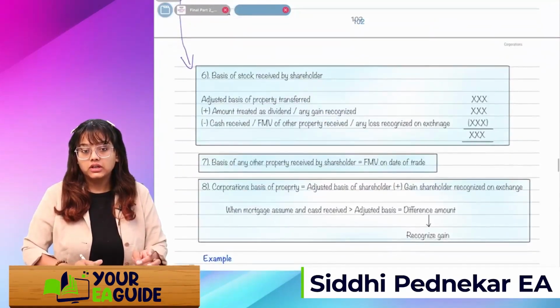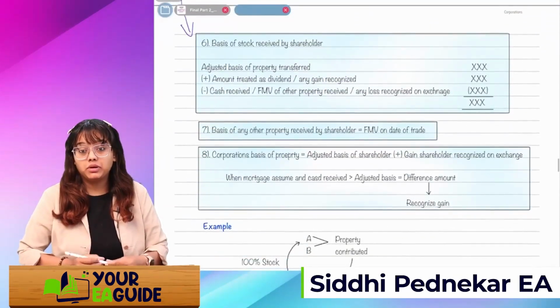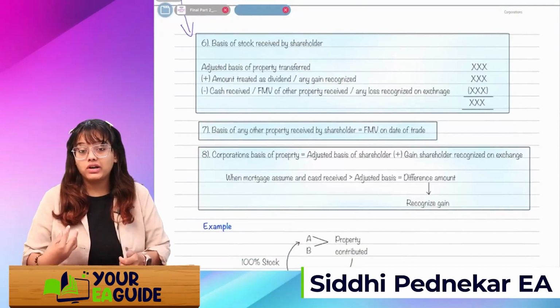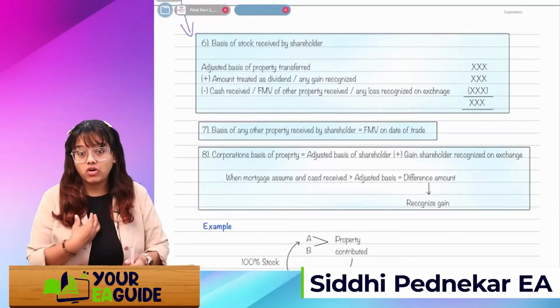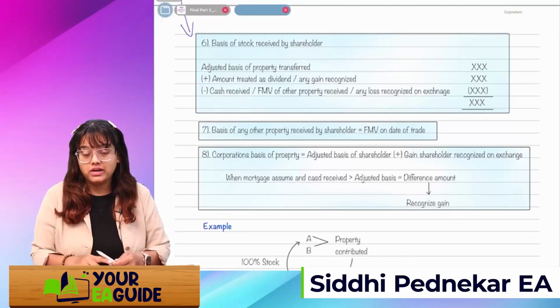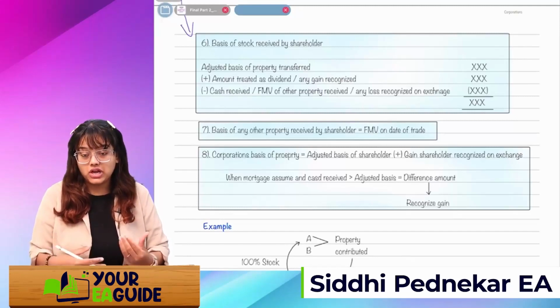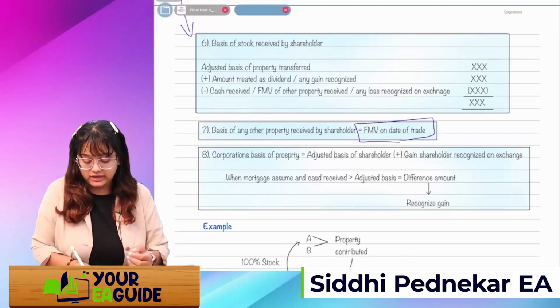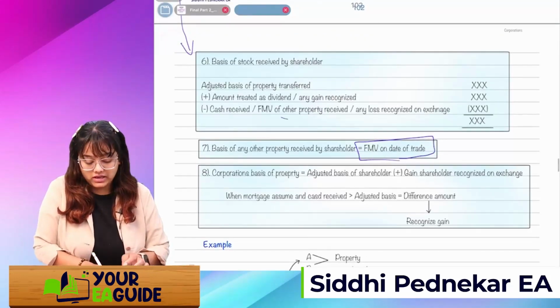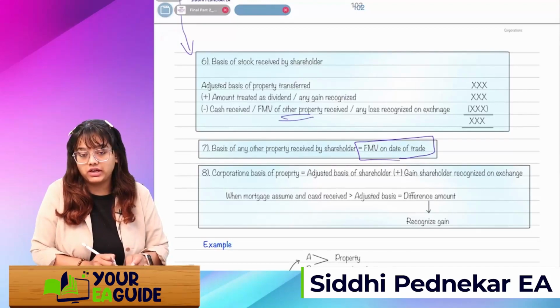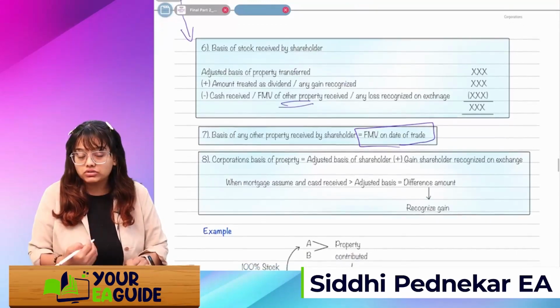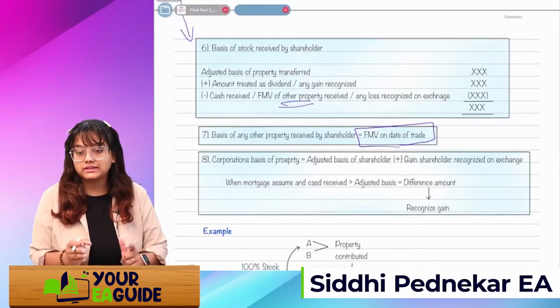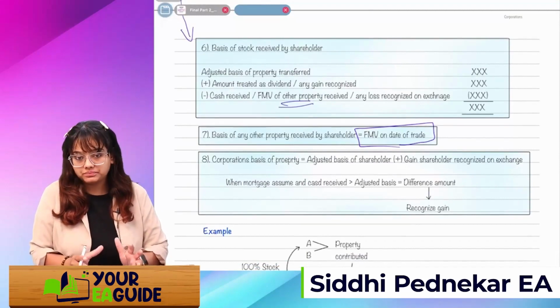Okay. Next is the basis of any other property received. At what amount should I, as a shareholder, record the property which I am receiving from the corporation? That will be the FMV on the trade date. See, while reducing, we are considering it at FMV, right? So in my books also, I'll record that property at FMV only.